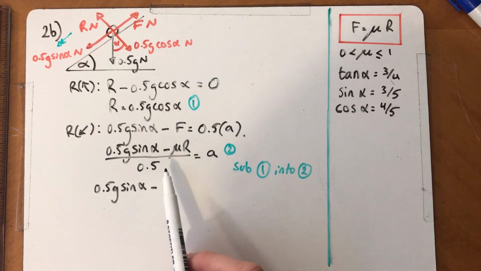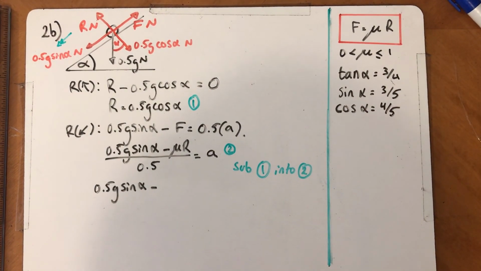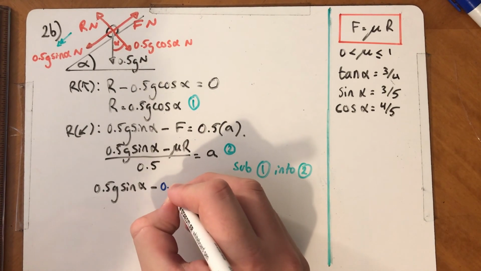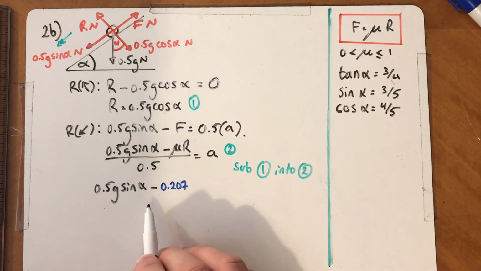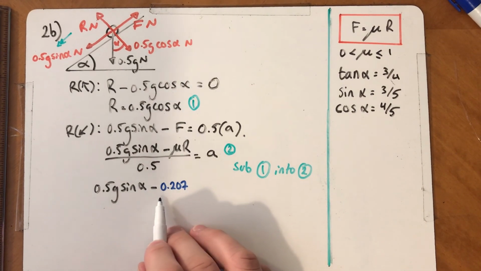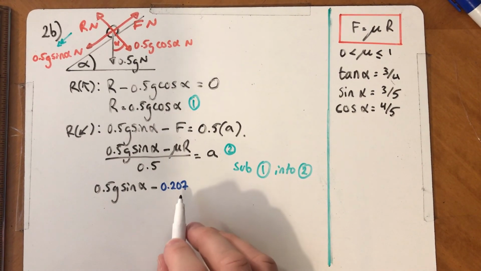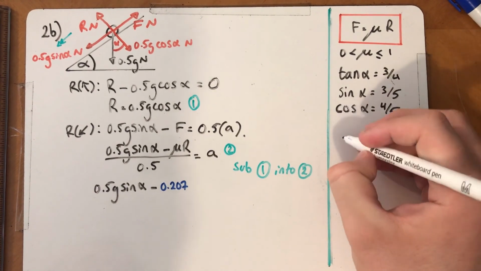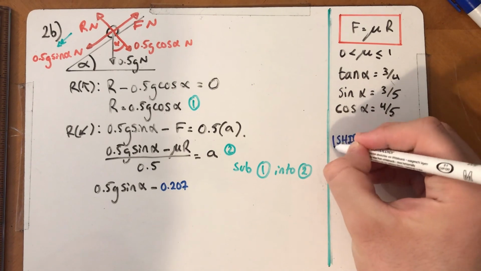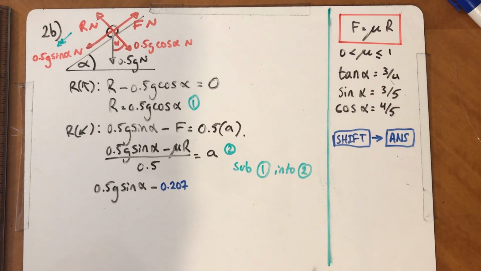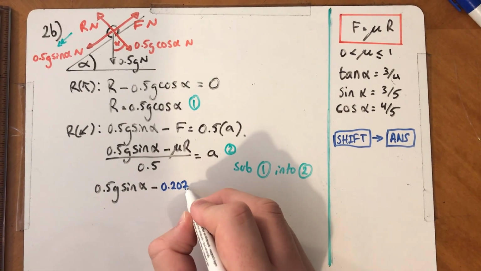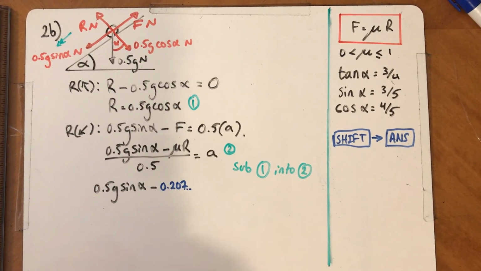Now we know what mu is. From the previous question we've calculated the value of mu to be 0.207 to 3 decimal places. I've written this in blue because I want you to be aware that you should not type in 0.207 on your calculator. What you should do is press shift and then the answer button to obtain the exact value, or you can store this answer in your calculator and then use it. It's not actually 0.207, it continues, so use the exact value.